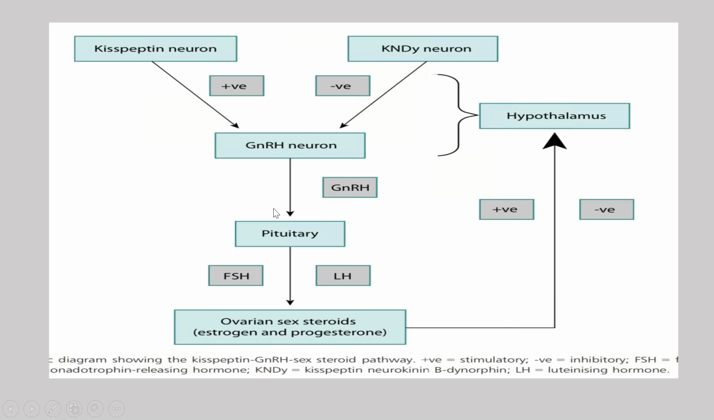Now, what is the problem? If any problem is there in the hypothalamus and pituitary, then the gonadotropins are less. And since the gonadotropins are produced in lower quantity, estrogen is also not produced. So overall, there is hypogonadism with hypoestrogenism. So this is type 1.